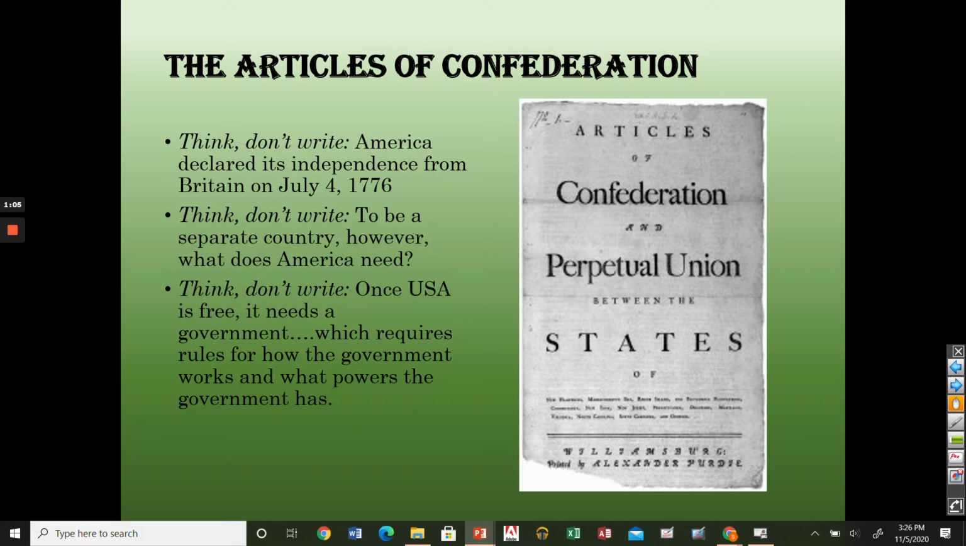But once it's free, it's going to need its own national government. Right now, admittedly, each of the former colonies, now states, had their own state governments. But if they're going to be a union, if they're going to be this United States, which they don't even really call themselves at first, that name kind of picks up steam as they're going through the Revolutionary War. But if they're going to be this united country, they're going to need some type of national government. Right? Which means they're going to need some rules for how the government works and what powers the government has. And ultimately, that is what a constitution is.